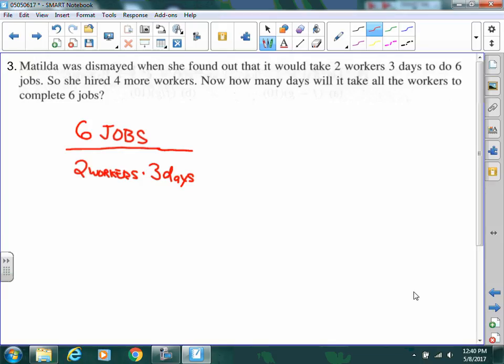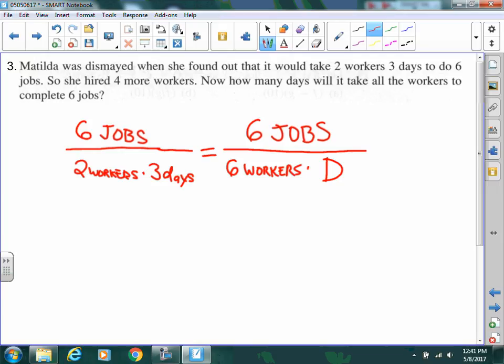But she's dismayed, so she hired 4 more workers. So we're going to say this situation is equal to a situation where she still has 6 jobs, but now she hired 4 more workers. So 2 plus 4 is 6. So I'm going to say 6 workers. And we don't know how many days. It's going to change the amount of days, right? If she has more workers, it should be fewer days because it's the same number of jobs, right? The jobs don't change. The workers go up, so the days should go down, right?